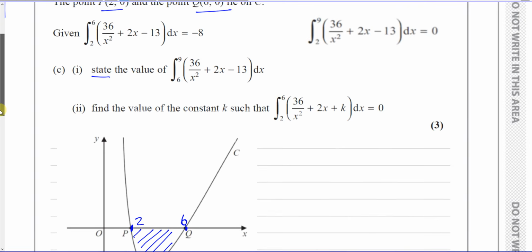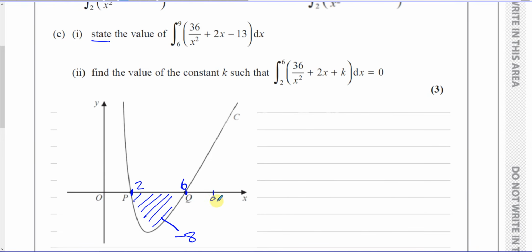Okay, so 9 would be somewhere over here. So let me make a vertical line. So basically they're asking us to state what we think the area of this part must be. Now, if I know that the area between 2 and 9 is 0, it means that these two areas must have cancelled each other out, because one is below the x-axis, it will give us a negative answer. The other part is above the x-axis, it will give us a positive answer. That's what's happened. The area here and the area here have cancelled out, so that must be positive 8. So this must equal 8. That's all you have to write.